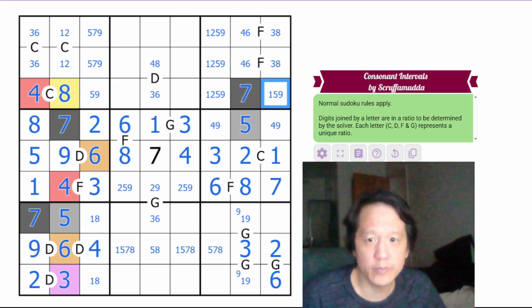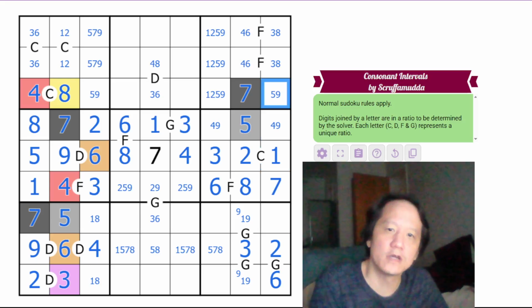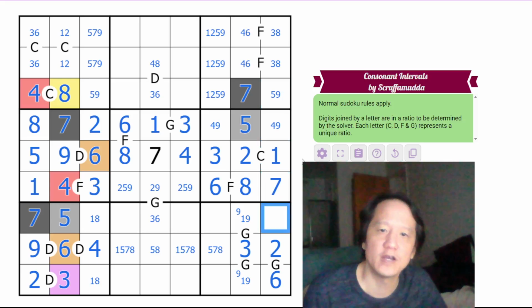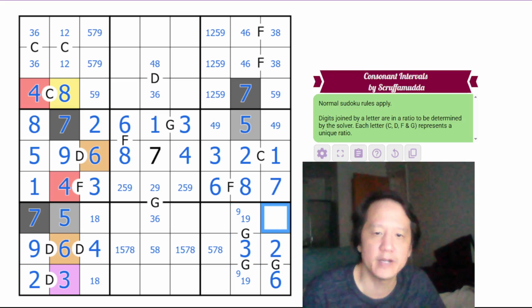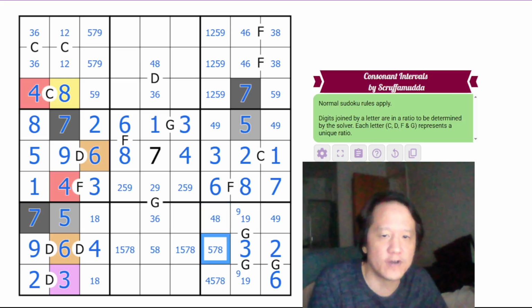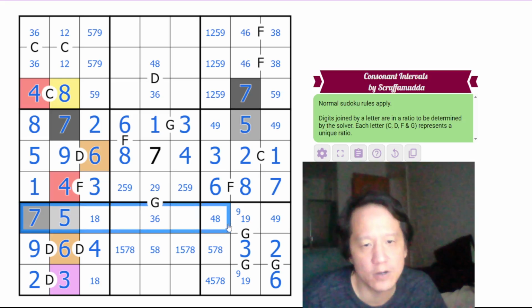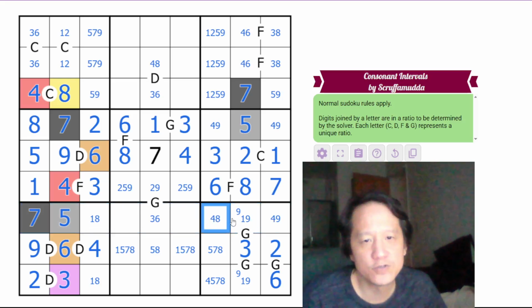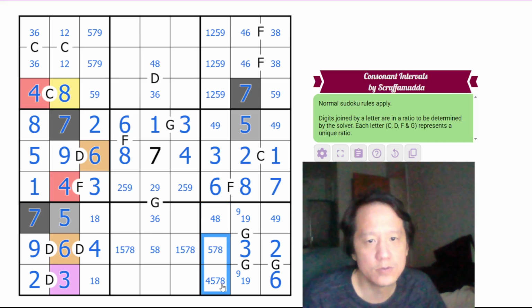Okay. This can't be 1 because of the 1 in the column. Therefore, this is 4, 5, 9. It cannot be 9 because of the 1, 9 pair in the box. This must be 4, 5, 7, 8, 9. No 9. 4, 5, 7, 8. This can't be 7 or 5 because of the 5, 7 pair in the row. So this is 4, 8. 7 has to be one of these two.